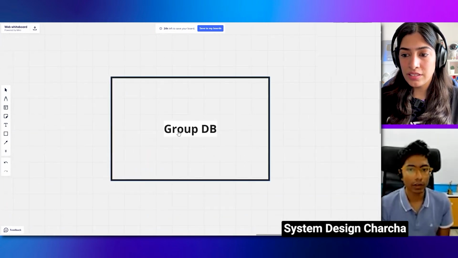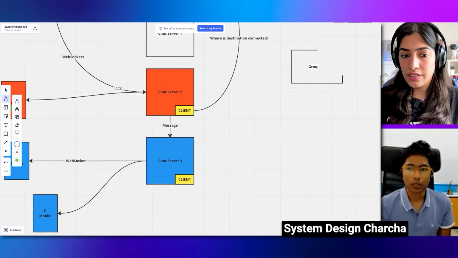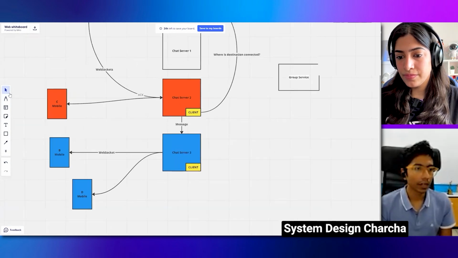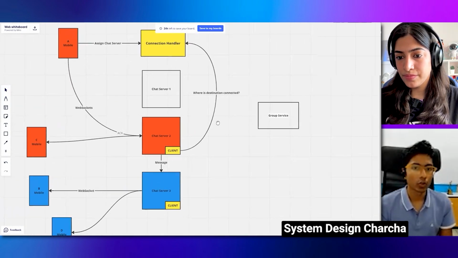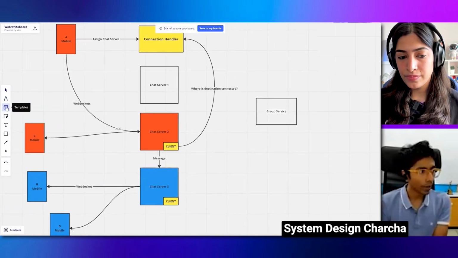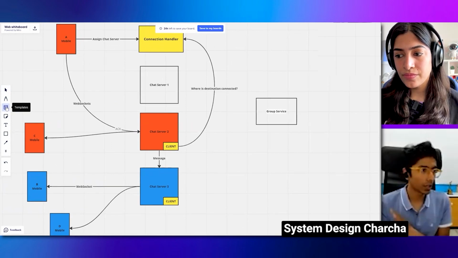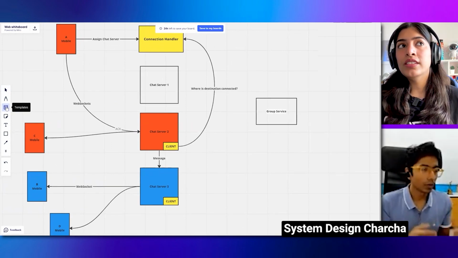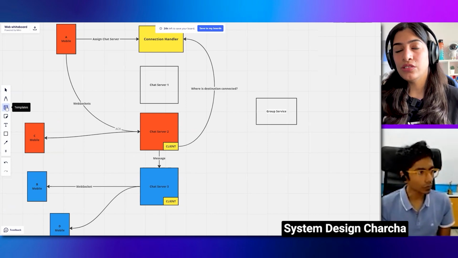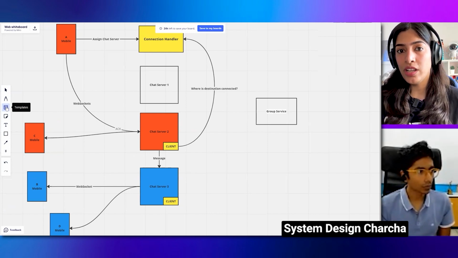Okay, let's assume that we have this working for us, and the group service has a clear mapping of who is connected to which group. Gaurav is connected to the Mumbai group, the system designers group, and so on, all the WhatsApp groups that he's part of. Would you like to quickly discuss how we are storing the group database, that is, in this group, who all are there?